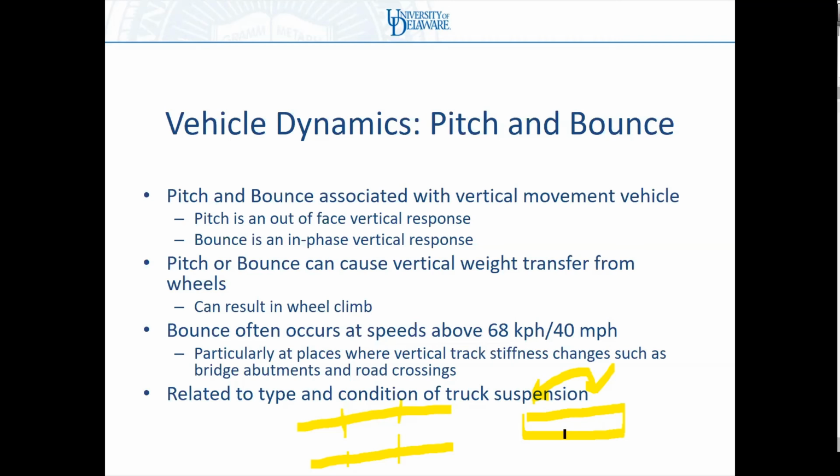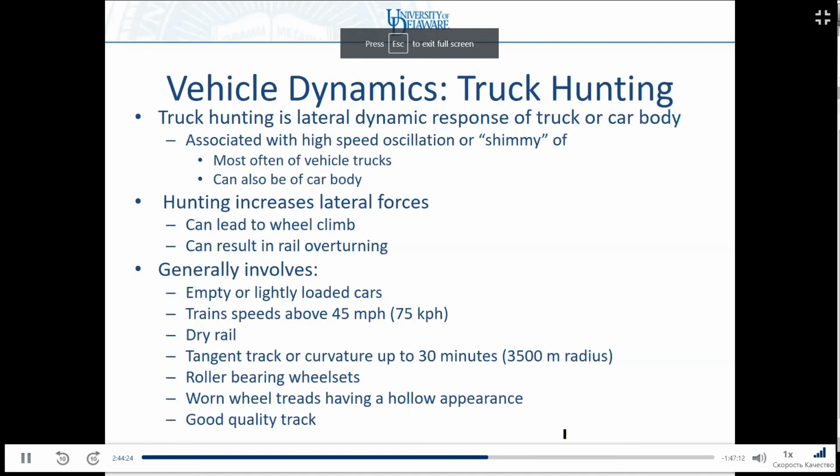If you have a massive, significant change in track modulus, where do you see this? Bridge abutments is one of the biggest ones, where all of a sudden you go from soil to a concrete pier, and your track runs over it, but the stiffness has changed. Road crossings are common stiffness transitions. Transitions from wood to concrete sleepers see this. Sometimes even going into a turnout can see it. And it's also related to the truck suspension. A softer suspension is more prone to pitch and bounce.